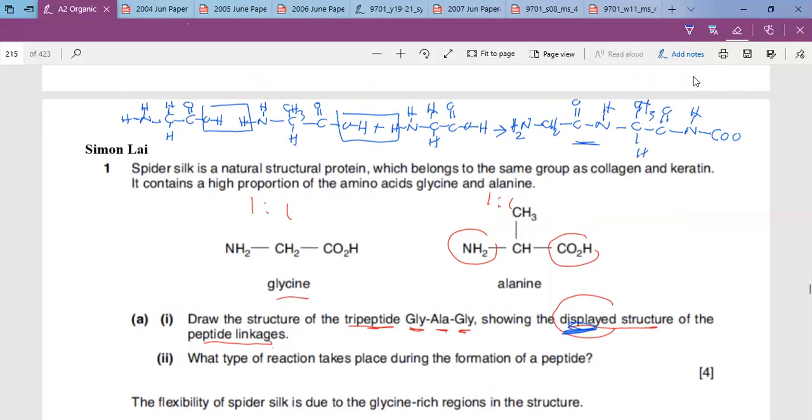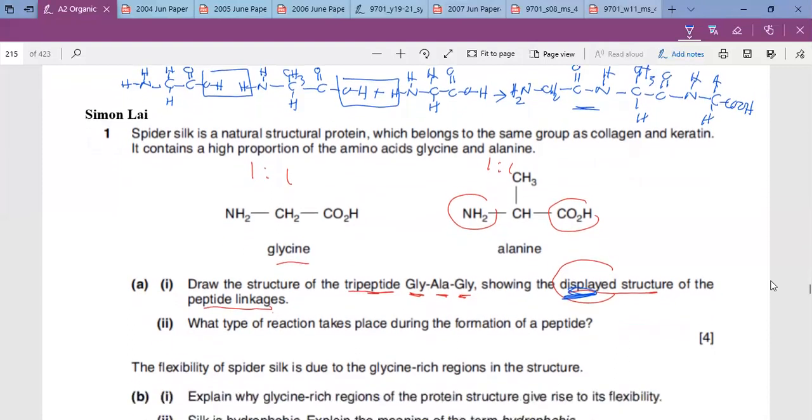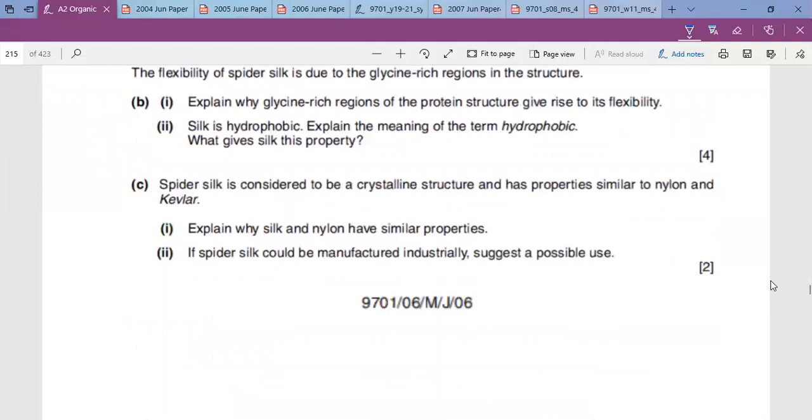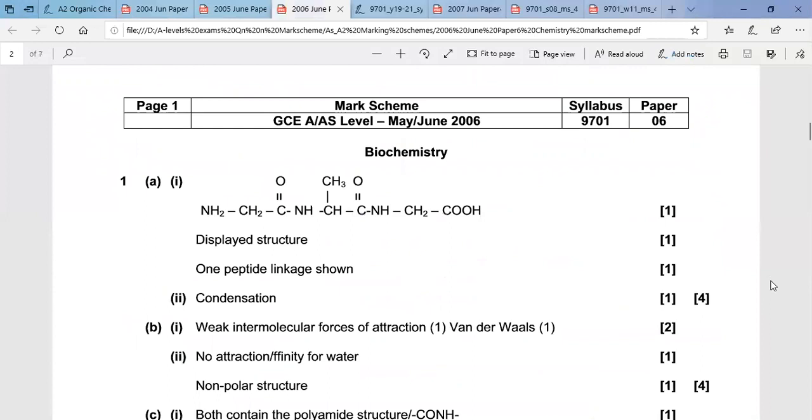Glycine, is it? Yeah. H, C, O, H. Okay. So now let's go to the marking scheme first. What year is it? This is 06. Okay, here we are. You see this? Let me mark this up there first.